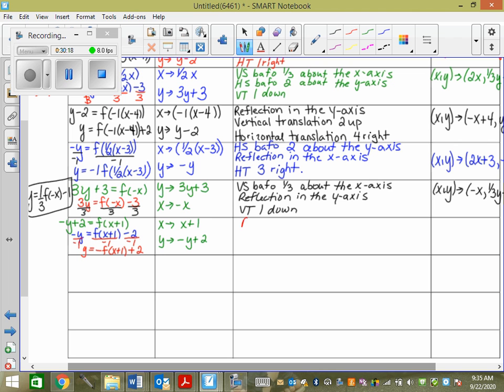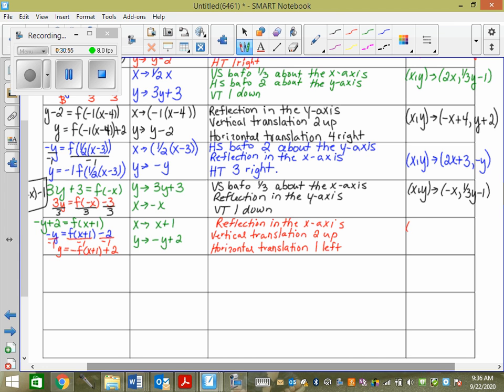So I have no stretches. I have a reflection affecting my y, so I have a reflection in the x-axis. And I have a vertical translation 2 up and a horizontal translation one left. My xy will become x minus 1 comma negative y plus 2.